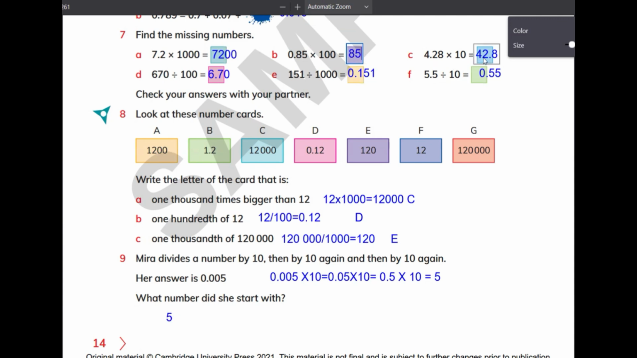But number C, you have 4.28 multiplied by 10. The decimal point jumps 1 place to the right. It's going to be 42.8.